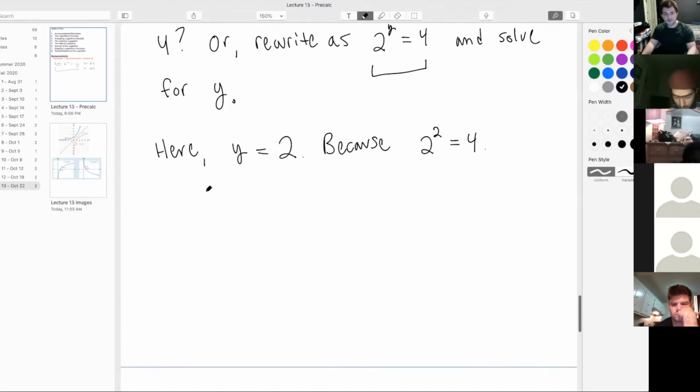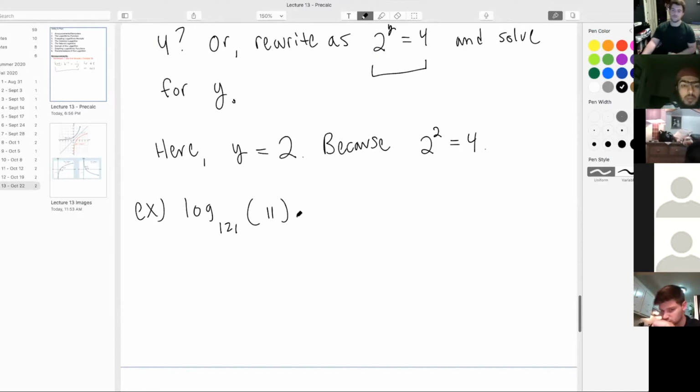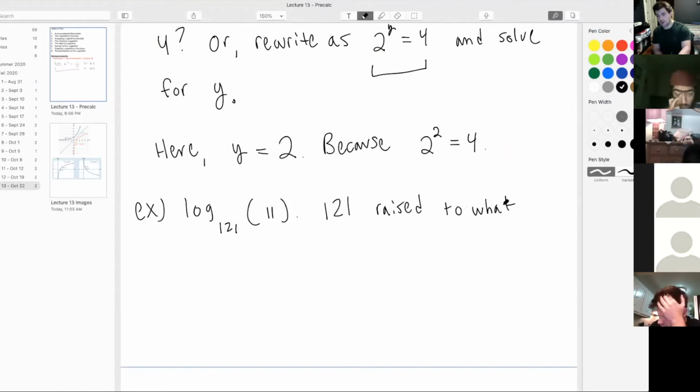Okay, one more of these. Log base 121 of 11. That's kind of interesting. What question do you need to ask yourself to evaluate this? You need to ask yourself, 121 raised to what power is 11? Or equivalently, 121 to the y equals 11, and solve for y.